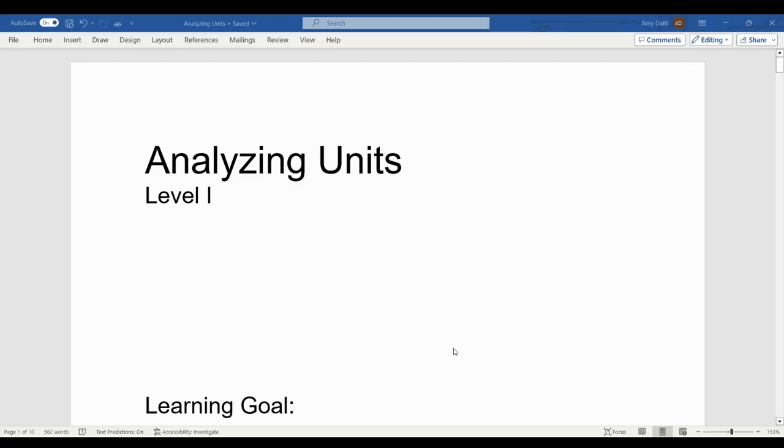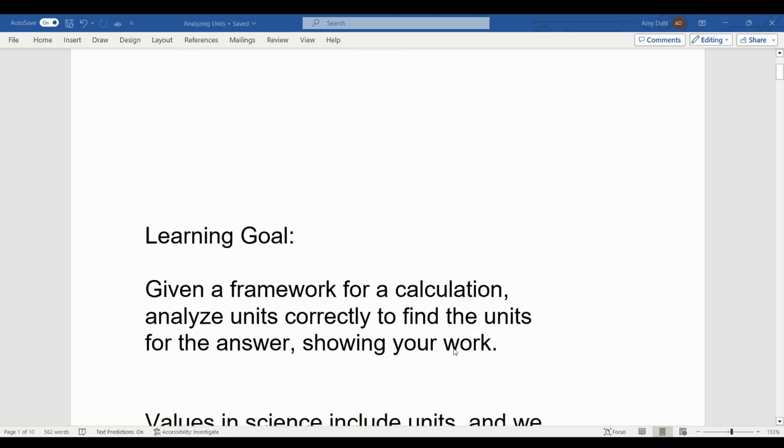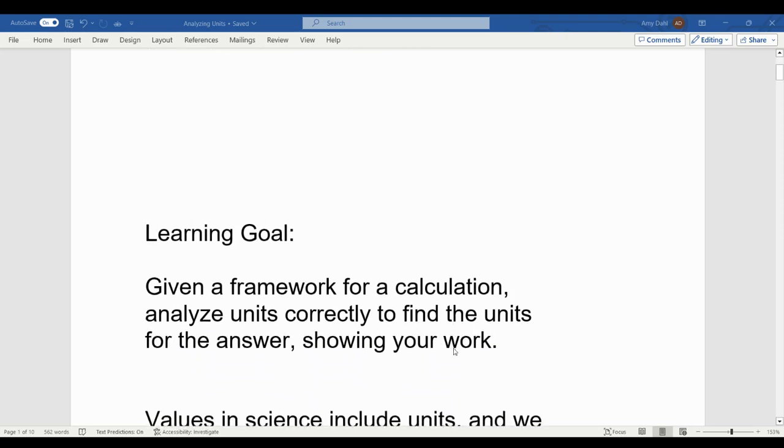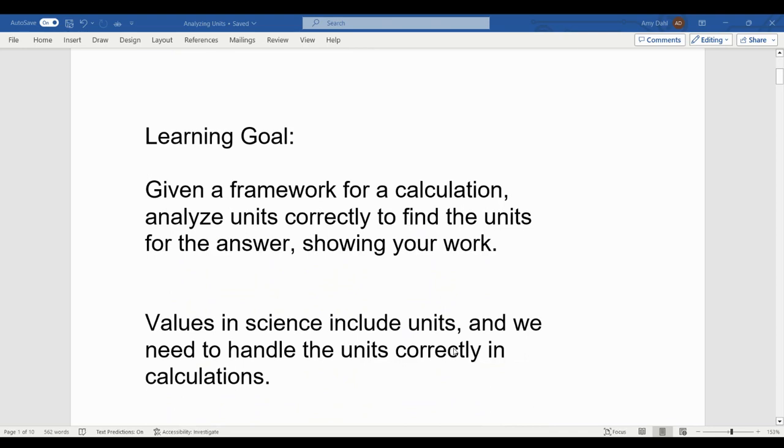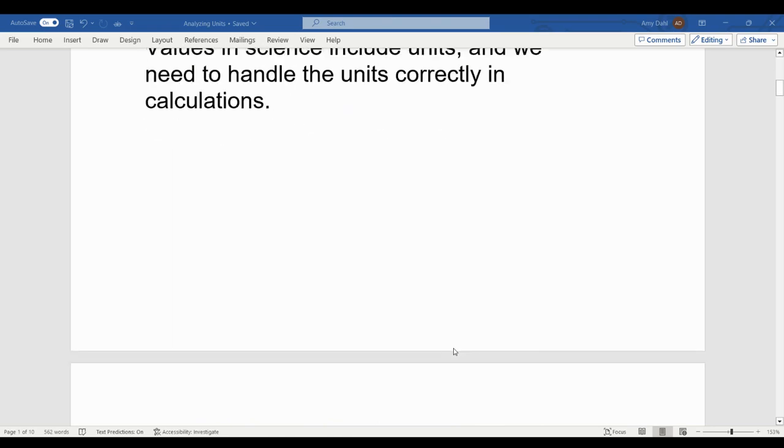All right, this lesson is analyzing units, level 1. Our learning goal is, given a framework for a calculation, analyze the units correctly to find the units for the answer, showing your work. Now, values in science include units. They come from measurements, and we need to handle the units correctly in calculations.